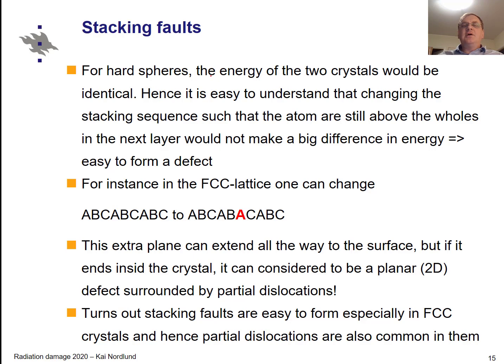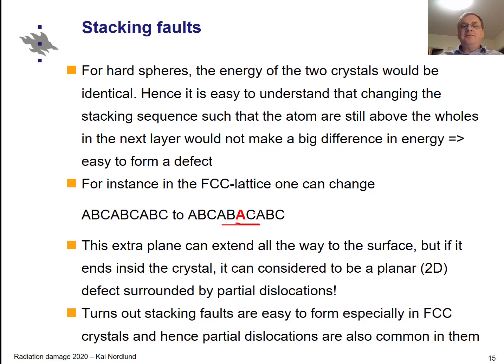If you have hard spheres, the energy of these two crystals is actually identical, because this is just a matter of packing hard spheres. So if you change the stacking sequence, it likely won't have a big effect on the energy. And this is true, and because of that, stacking faults are relatively easy to form in both FCC and HCP metals. So for instance, in FCC, if you change the stacking sequence from ABC, ABC, ABC to ABC, AB, AC, you always have to make sure that two identical letters are not next to each other. That would have a high energy, because then atoms will be on top of each other and can easily glide next to each other.